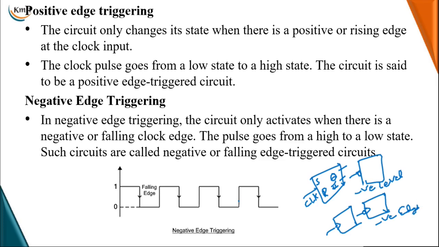So positive level, negative level: this is the positive level flip-flop symbol at the clock, and this is the negative level symbol of the flip-flop, and this is the positive edge triggered flip-flop symbol, and this is the negative edge clocked flip-flop. So like this, we have four types of triggering.